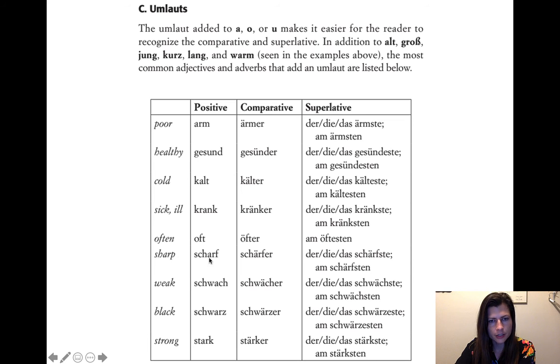Sharp is scharf, also means spicy food, scharf. Schärfer, more sharper or spicier. Und das schärfste, am schärfsten. Yeah, the sharpest. The sharpest something, or then just the sharpest. Weak is schwach, becomes schwächer. Das schwächste, am schwächsten. Black is schwarz, schwärzer, gets the umlaut. And then das schwärzeste, so see how it ends in an S type sound. So we add the E-S-T, and then am schwärzesten, the blackest. Strong, stärker, stark stärker, das stärkste, am stärksten.